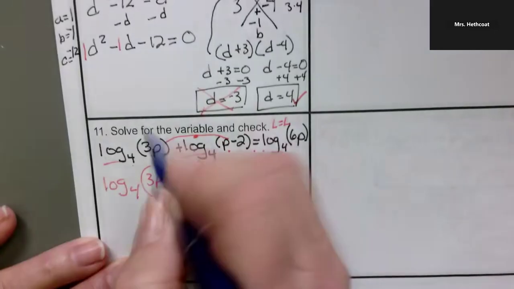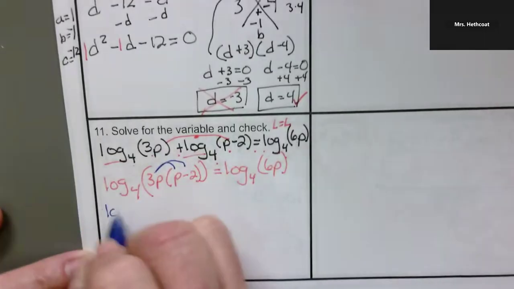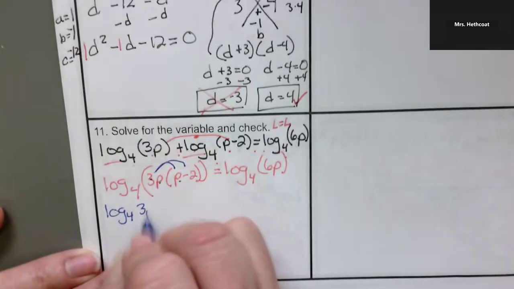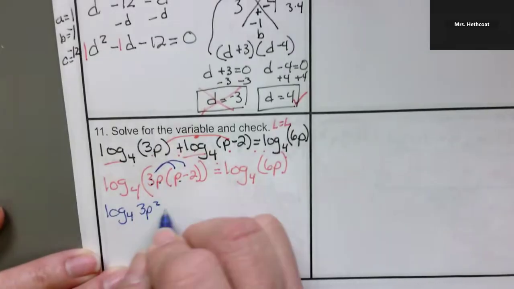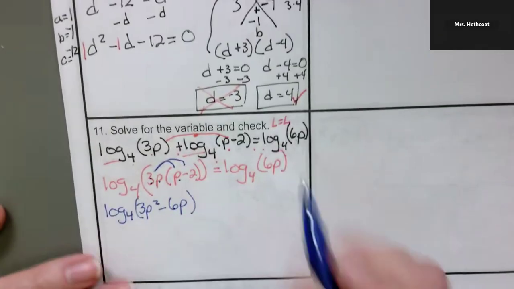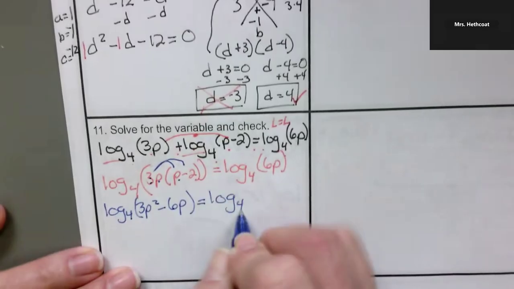Now we do the distributing, which you guys are really good at. So we get log base 4. 3p times p is 3p squared. 3p times negative 2 is negative 6p. That needs to be in parentheses still. Equals log base 4, parentheses 6p.